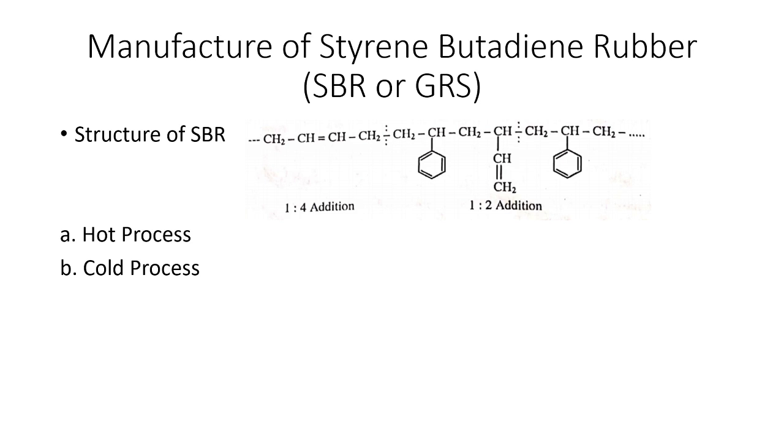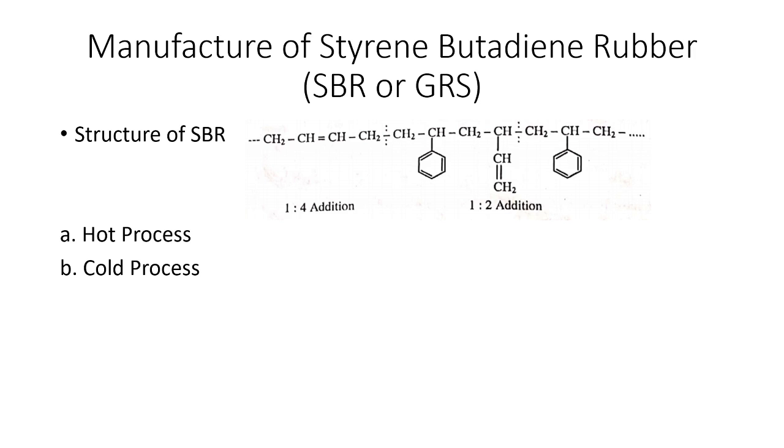Okay, so what are the properties of the GRS or SBR? In some respects, it is superior to natural rubber. With age, there are less changes in the structure. Its thermal stability is also more than natural rubber. And this SBR rubber has less tensile strength, tear resistance, and is more brittle than natural rubber.